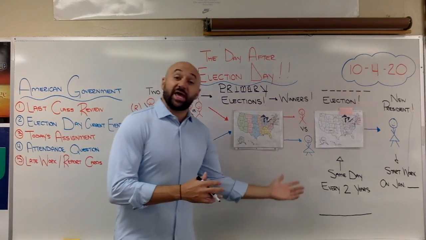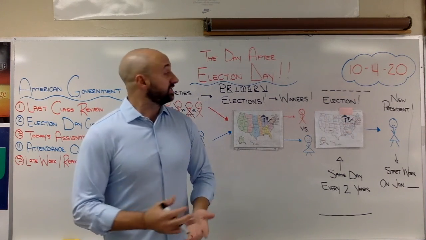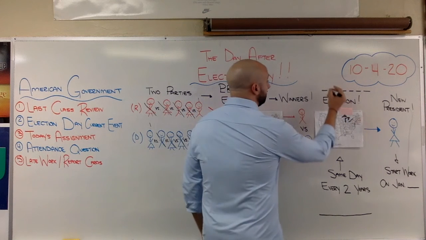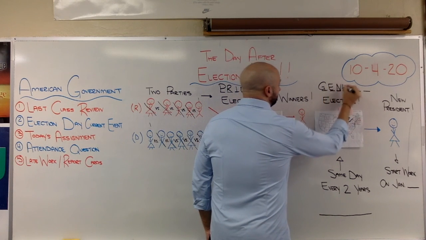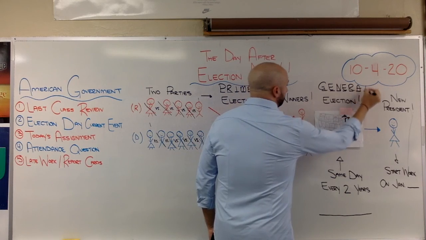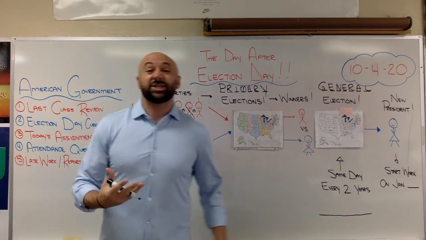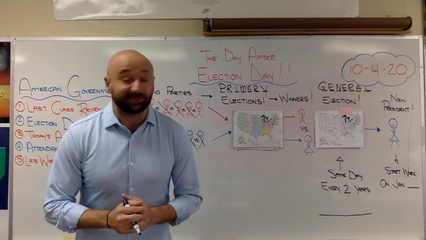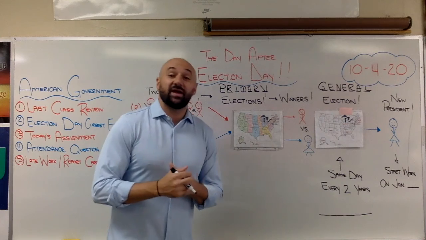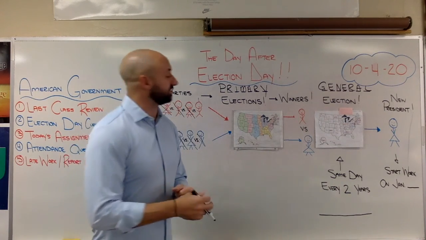Once we have winners from that, those two winners of the primary elections take place in something called the general election. The general election is the major election that gives us a president. All right, that's the name of the election. It's a general election that gives us a president.